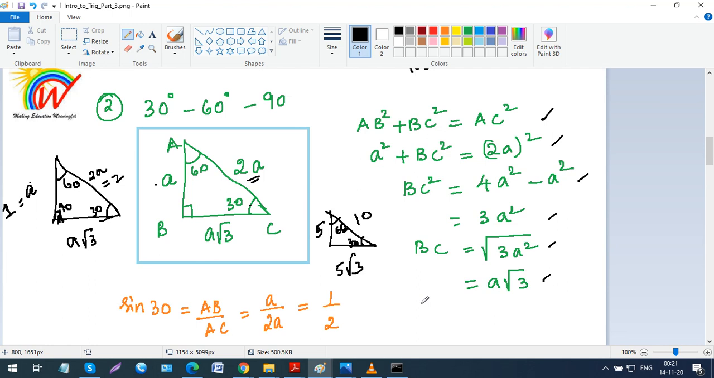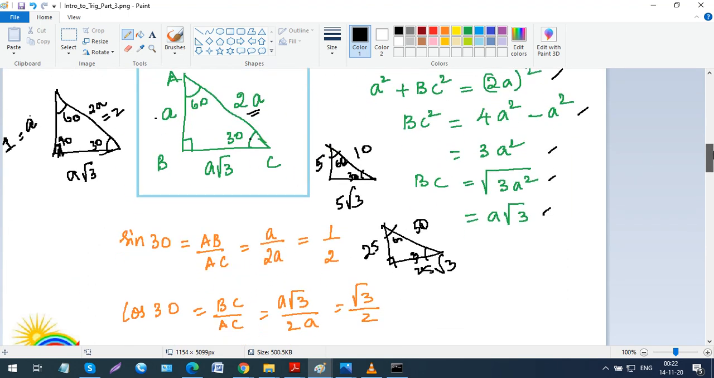Now if I give you a side like this, and I say this is 30, this is 60, and the side opposite 90 is, let us say, 50. Then 90 is 50, so 30 has to be half of that, so it will be 25. So this will be 25 root 3. That's all. That's very easy.